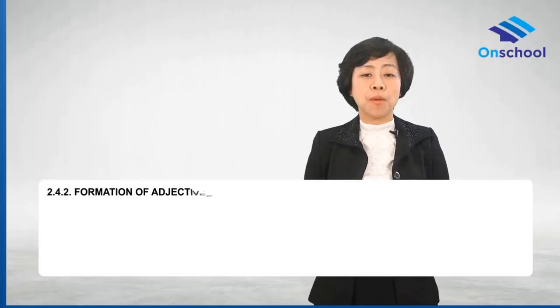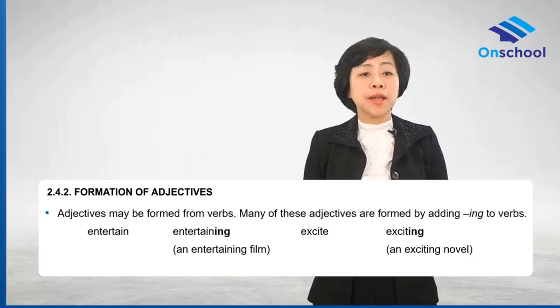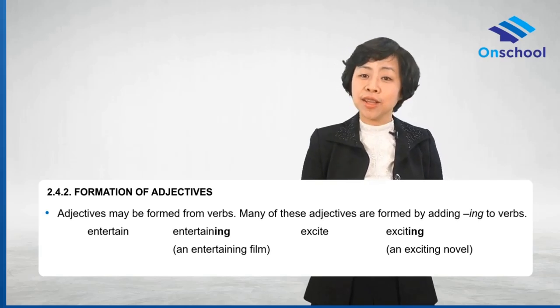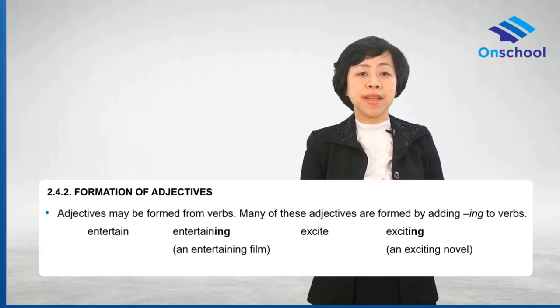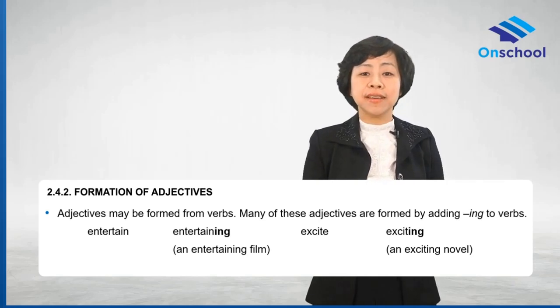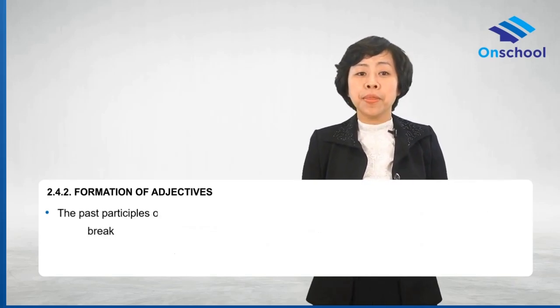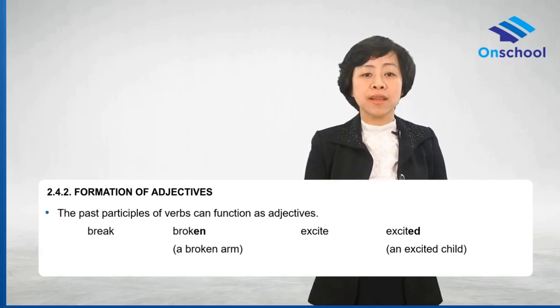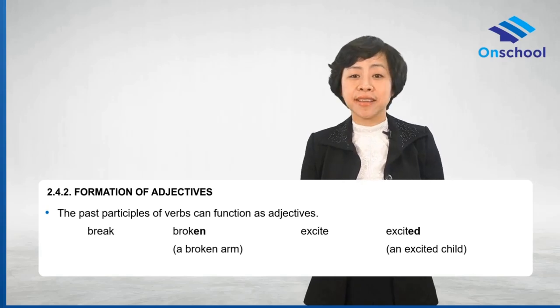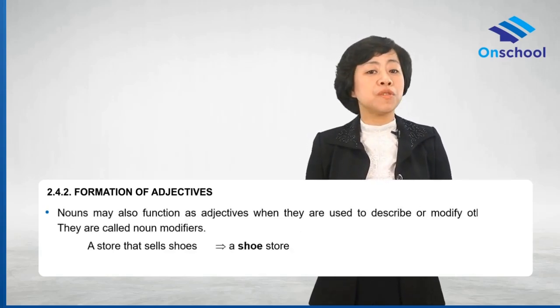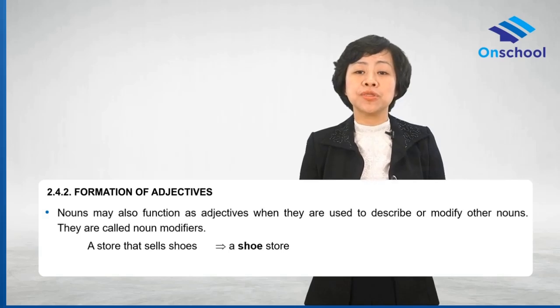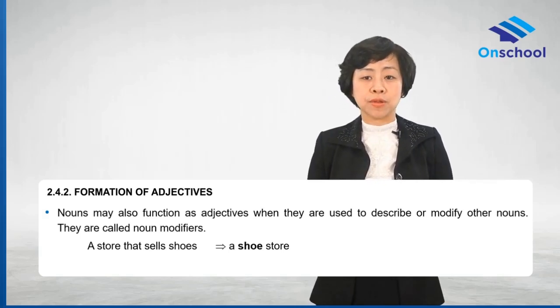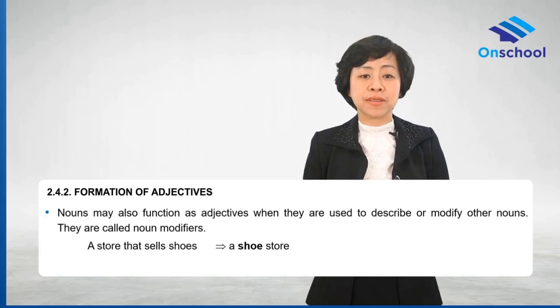There are several ways to form adjectives. First, adjectives can be formed with verbs. Many of these adjectives are formed by adding ing to the verbs, for example, entertain, entertaining, excite, exciting. Second, the past participles of verbs can function as adjectives, for example, break, broken, excite, excited. Nouns may also function as adjectives when they are used to describe or modify other nouns. They are called noun modifiers, for example, a shoe store.